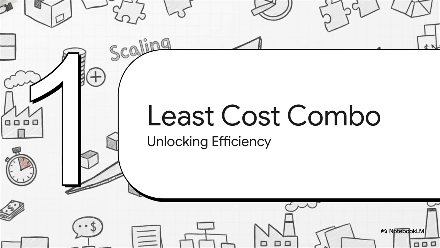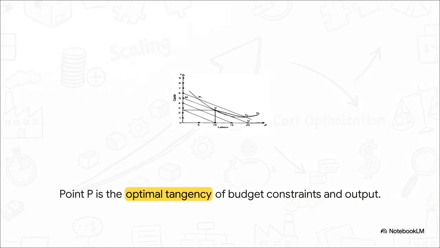Section 5. The least cost combination. This right here is where our scaling journey hits its climax. We know what we want to produce, and we know what we can afford. Now we overlay them to find absolute mathematical perfection. When you overlay these, you're looking for one specific spot, a single point of tangency. We'll call it point P. This is the holy grail, where your budget perfectly aligns with your production targets.